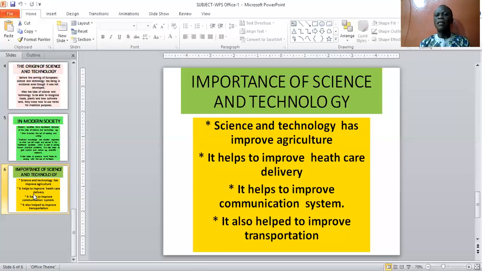Note that science and technology is well positioned to develop our country.